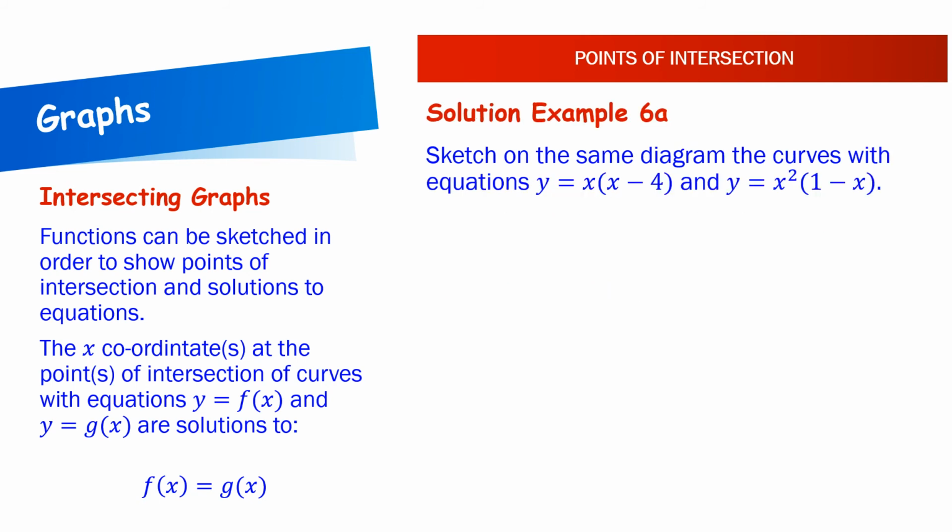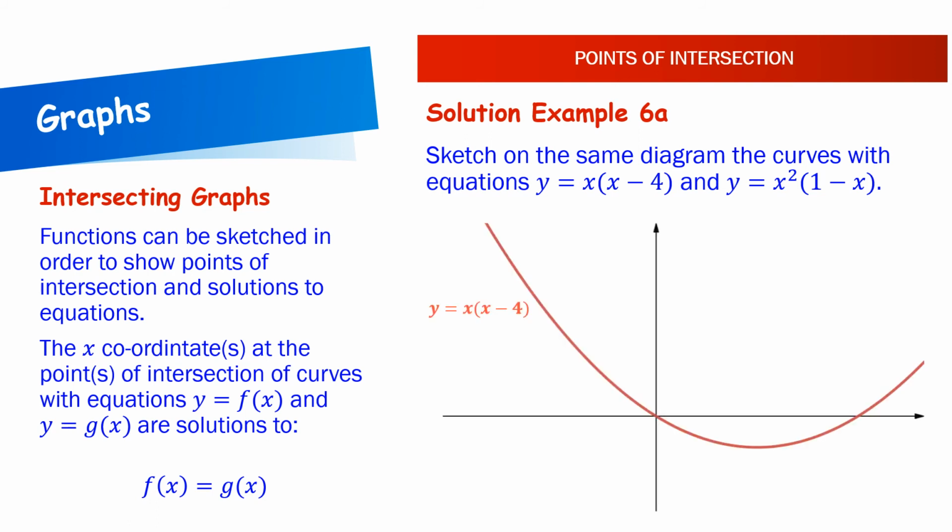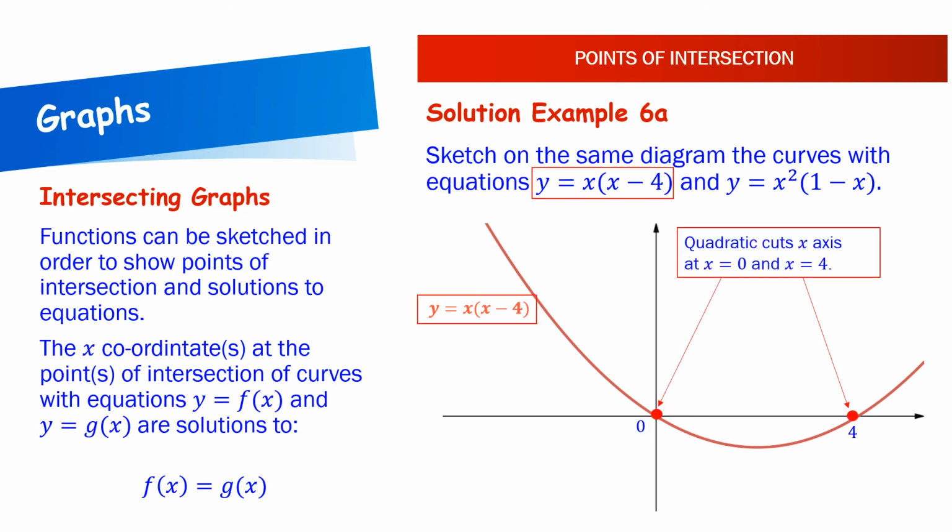So let's explore example 6a first. We are required to sketch on the same diagram the curves with equations y equals x times x minus 4 and y equals x squared times 1 minus x. So y equals x times x minus 4 looks something like this. And we can see that the quadratic cuts the x-axis at x equals 0 and x equals 4.